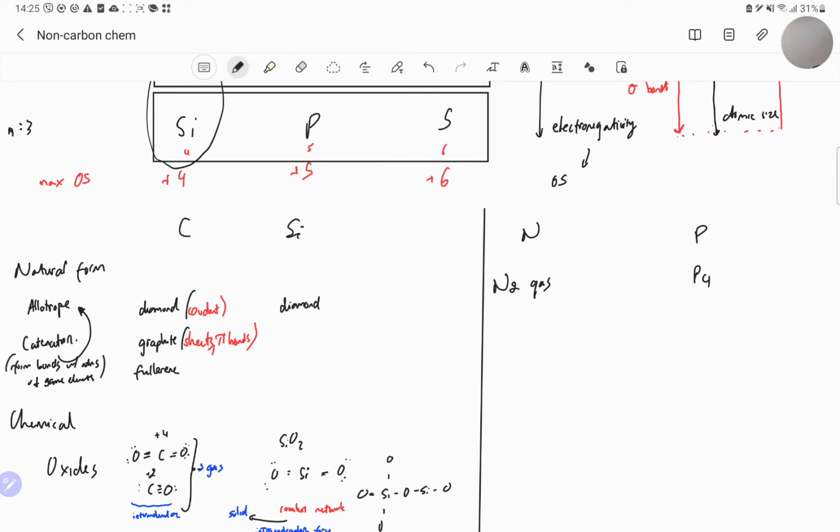Yeah, you've got P4. It's either P4 or P4 polymer. This is white and this is red. So what happens is white is very unstable. Pretty sure in the lecture it says there's a 60 degree angle between the phosphorus atoms. So I'm just going to draw a random structure here, maybe here. That.